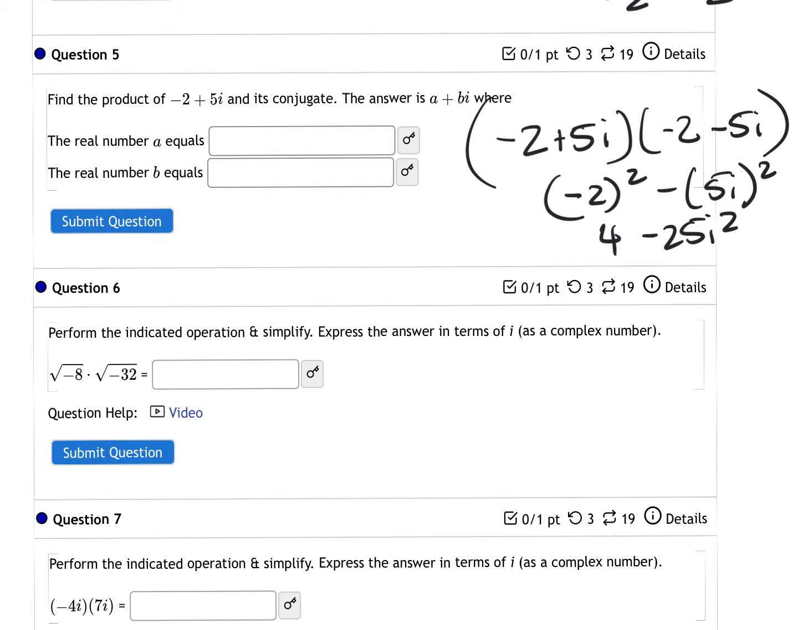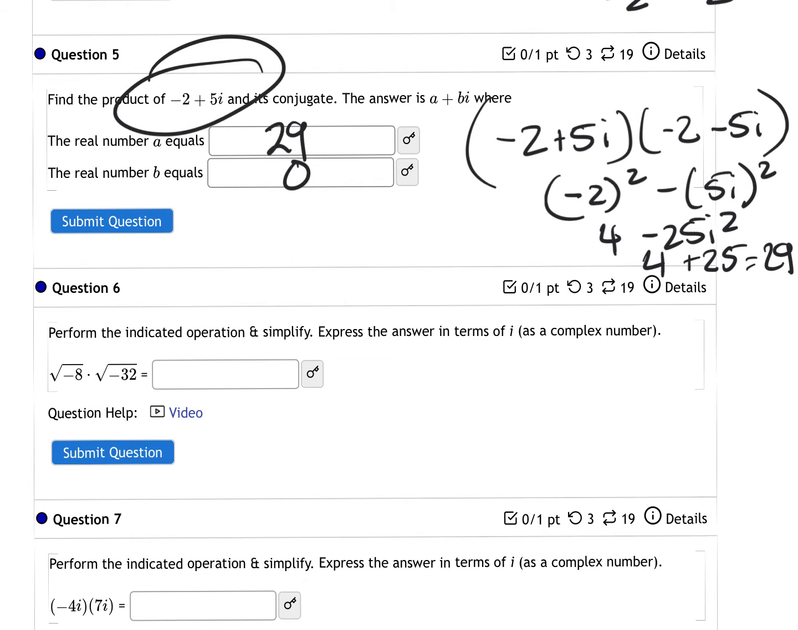A lot of people will do the i squared and forget to do the 5, so just keep that in mind. So that's 4 plus 25, which is 29, so this should be 29 and 0. No matter what number they give you here, this guy has to be 0, because that's why we multiply by the conjugate, to cancel out the imaginary term.